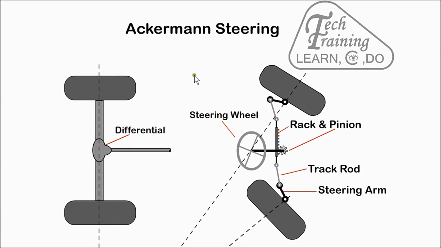The Ackermann steering, designed in the 1800s by Rudolf Ackermann, is still in use today. It allows the outer front wheel to turn in a wider circle than the inside wheel. The steering wheel is connected to the rack and pinion, which moves the wheels via the track rods. The track rod is connected to the wheel with the steering arm.